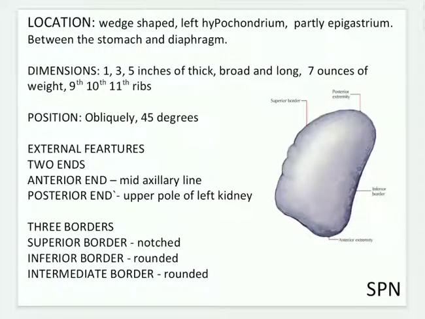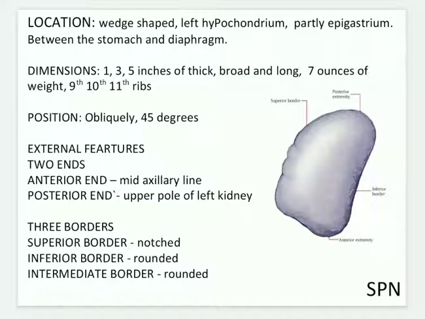We just go into the location. It is wedge shaped, lying in the left hypochondrium and partly the epigastrium. It is wedged between the fundus of the stomach and the diaphragm, and the spleen is tetrahedral in shape. As we already discussed about the 9 quadrates of the stomach, it is also divided into the quadrate region of the spleen. And the dimensions, remember 1, 3, 5 are your inches of thick, broad and long.